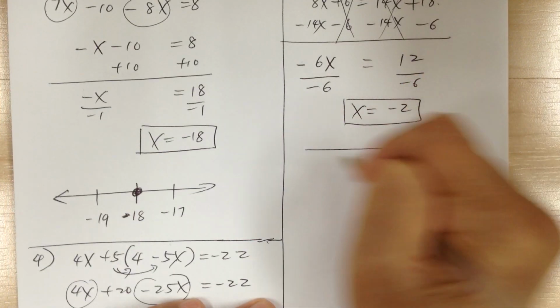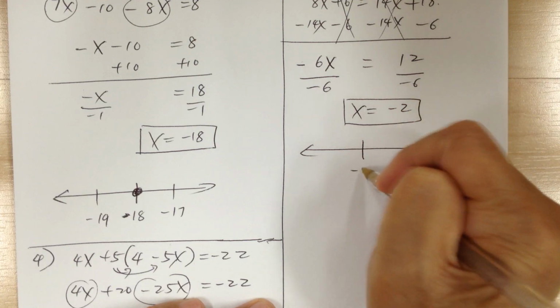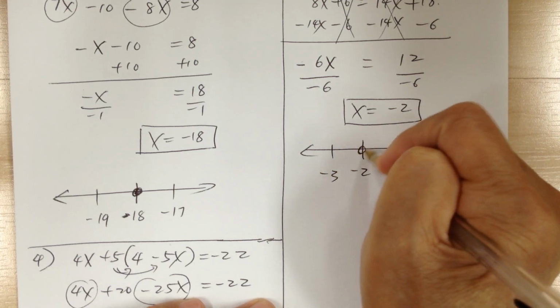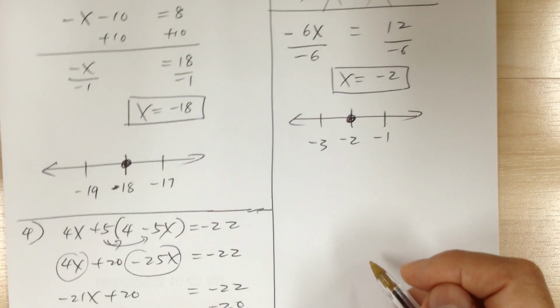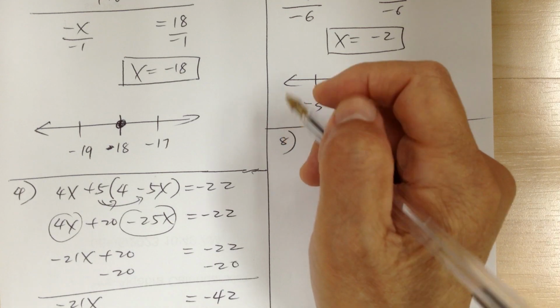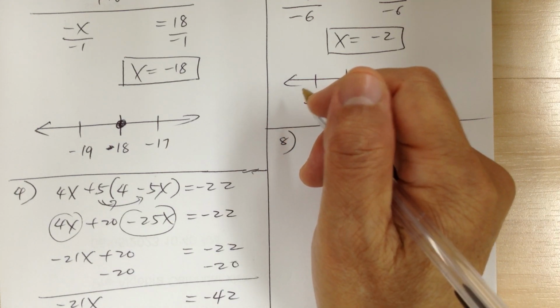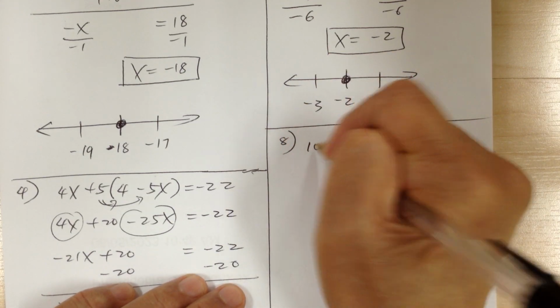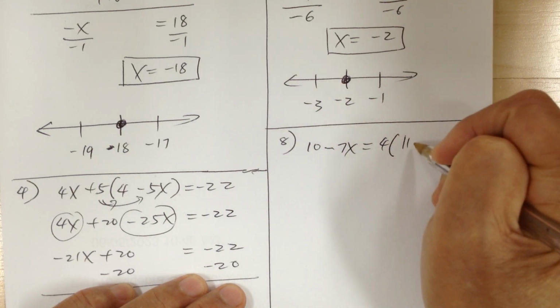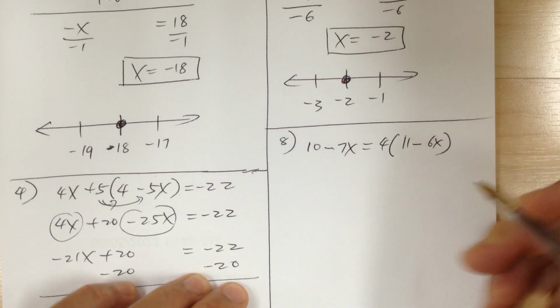When you're graphing, again, whatever you're going to graph, you put in the middle, and you can just go one number on either side, and this will be over here. Okay, number 8. You have 10 minus 7x equal to 4 times 11 minus 6x.